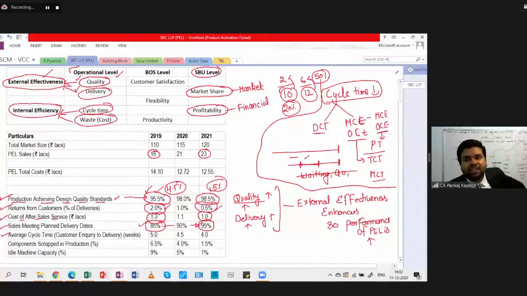Operating cycle efficiency. Formula for which is already written to you. That is the processing time divided by total cycle time.